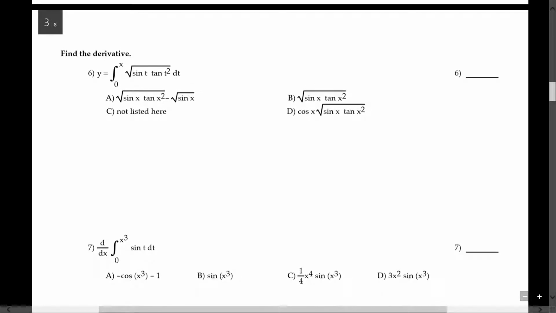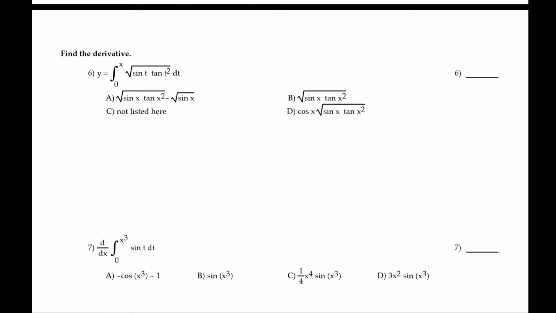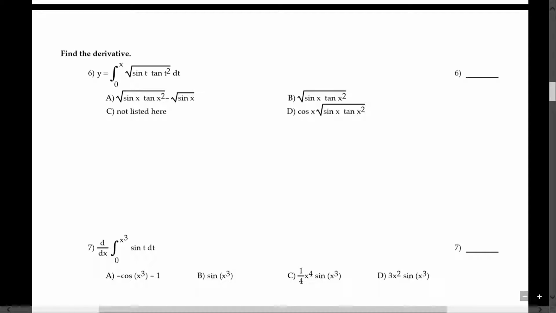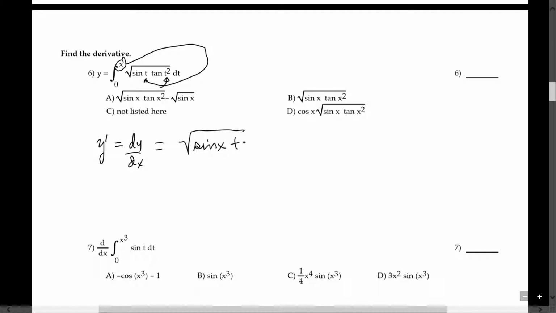The next problem is to find the derivative of this integral. And remember the fundamental theorem of calculus, version 2. It's just plain old x up here at the top. And we're going to substitute that everywhere we see a t. And we get that y prime equal dy dx equals the square root of sine of x tangent of x squared. And that is answer B. For version 2, it's D.